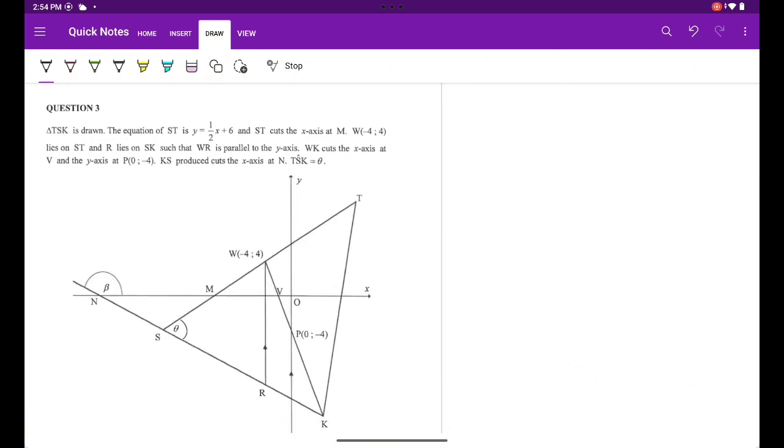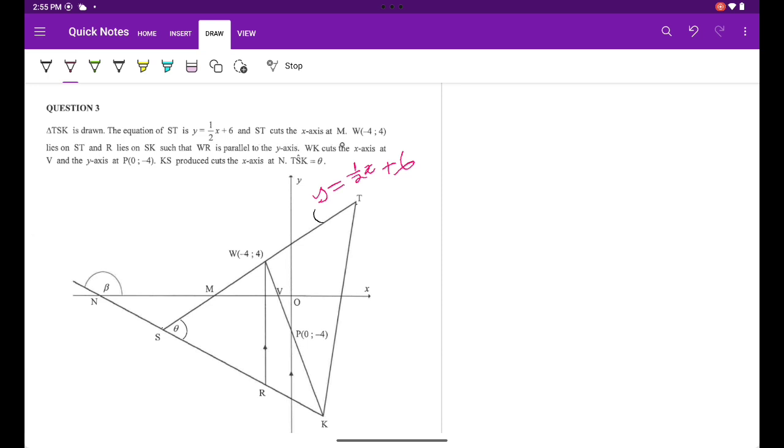Right, question 3. It's analytical geometry. So let's look at what we have here. They're saying triangle TSK is drawn. The equation of ST is given. It's y equals 1 over 2 x plus 6. So that's the equation of this line.